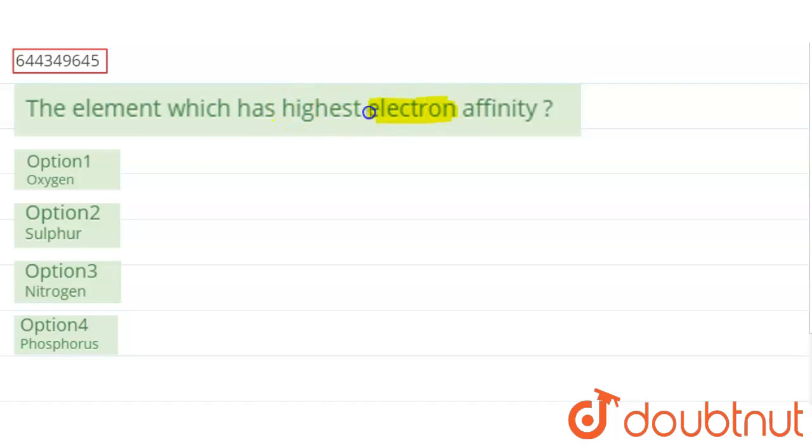The question says the element which has highest electron affinity. Out of below options, we have to say which element has highest electron affinity. Option 1 is oxygen, second is sulfur, third is nitrogen, and fourth is phosphorus.